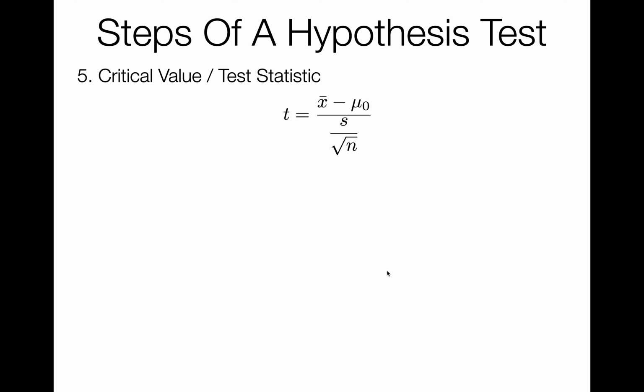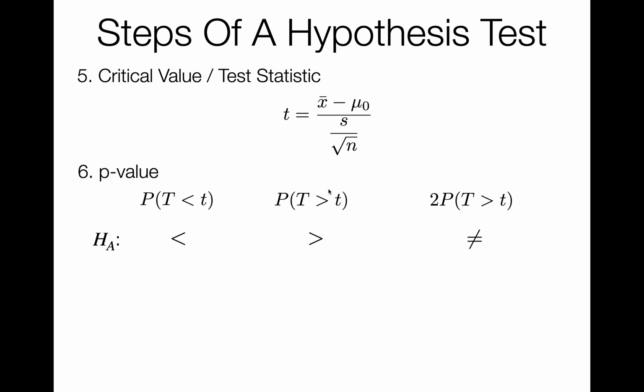You'll also notice that we substituted in S here for sigma. When we do that, just like in confidence interval land, the distribution of this test statistic is now a t distribution, not a normal distribution. So it follows the t and not the normal. That makes a difference when we talk about the p-value in step 6, because we are now going to have to use the t and not the normal to find our p-value.